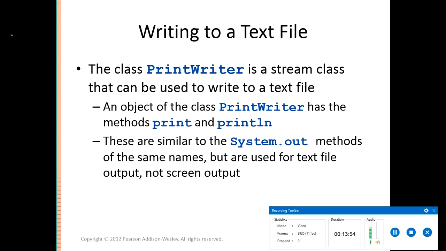Now, first of all, let's talk about writing to a file. The class is PrintWriter, and it's a stream class which can be used to write into a text file. An object of the PrintWriter has the methods print and println. So print and println methods are used to write into the file. These are similar to the System.out methods of the same names, but they are used with text files.